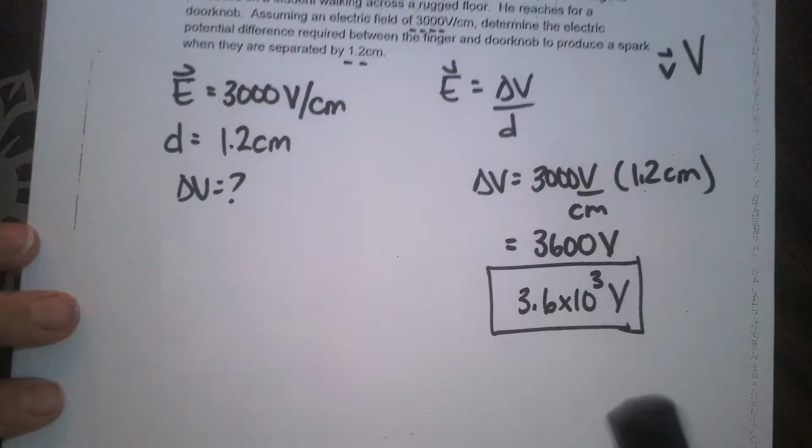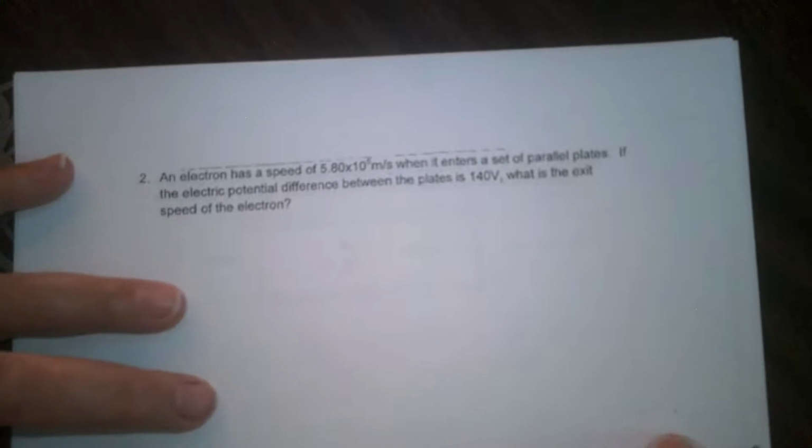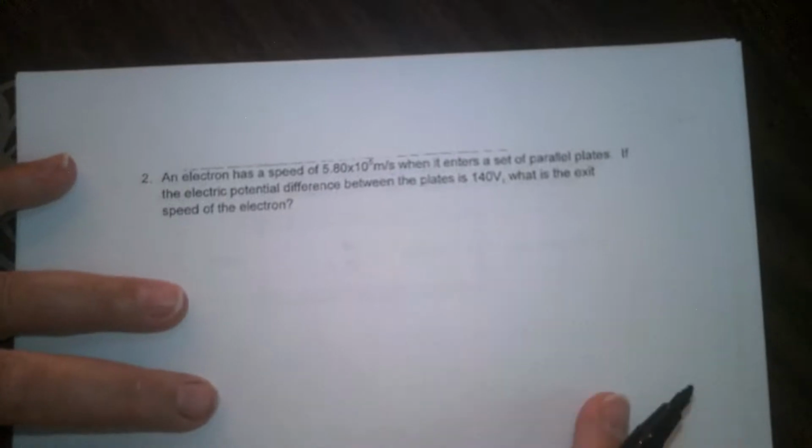Okay, let's look at the second question. An electron has a speed of 5.8 times 10 to the 5 meters per second when it enters a set of parallel plates. If the electric potential difference between the plates is 140 volts, what is the exit speed of the electron? Let's first decode some of this.